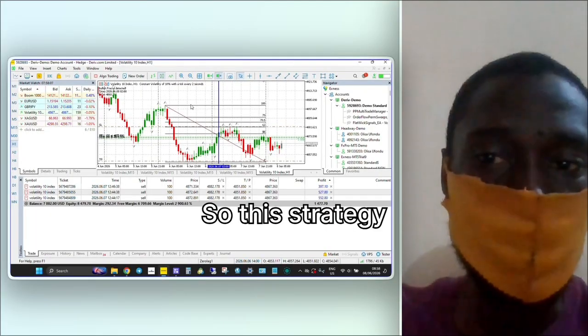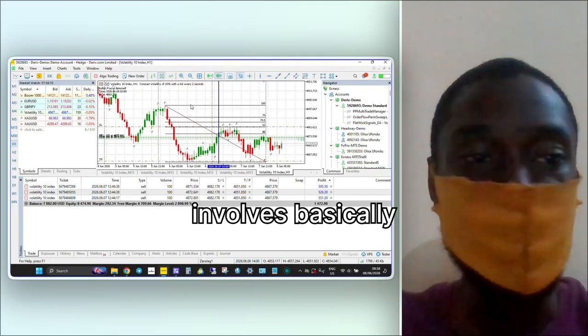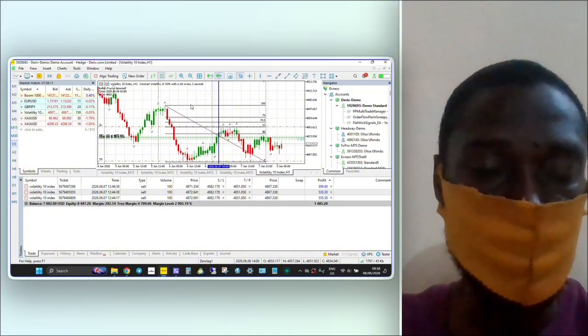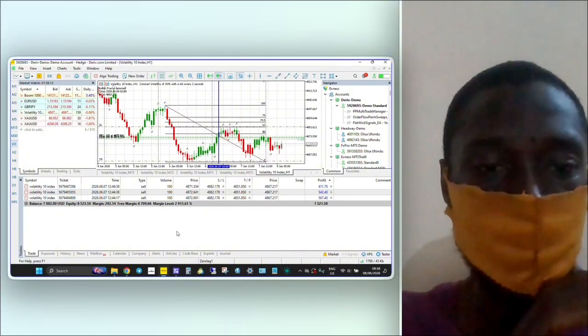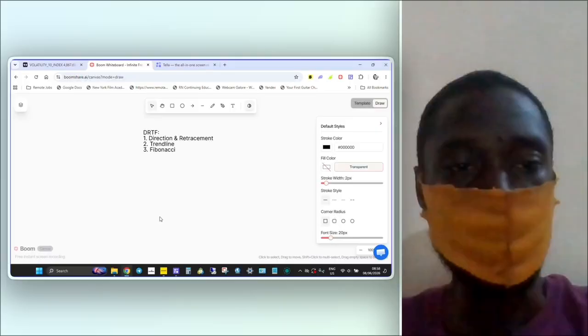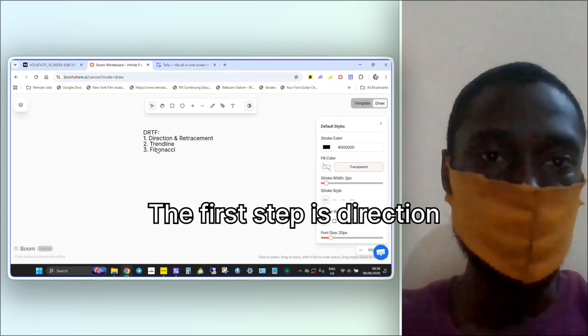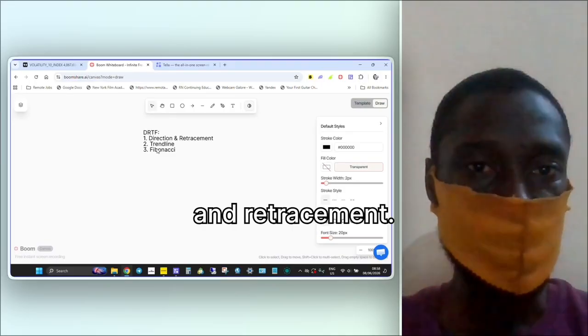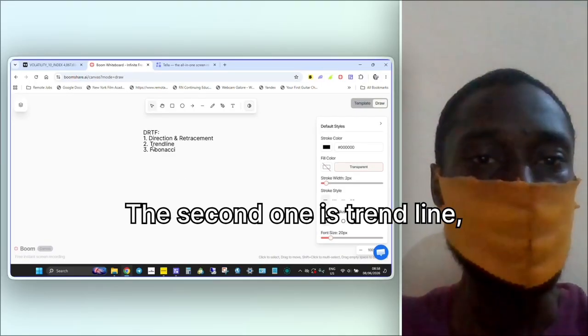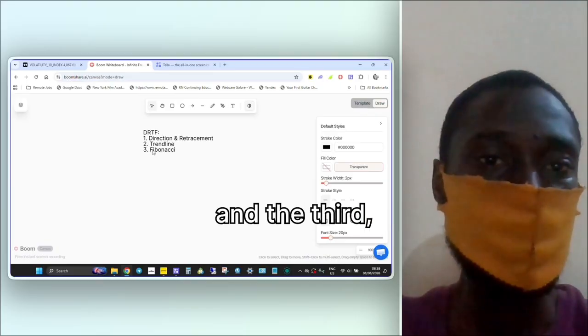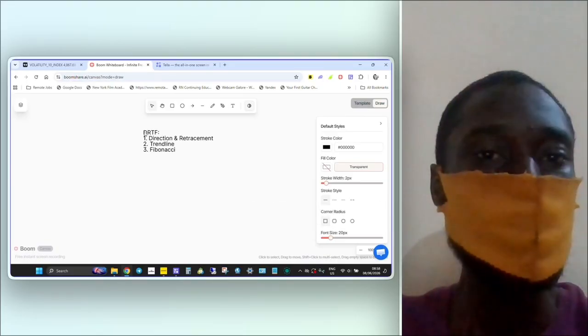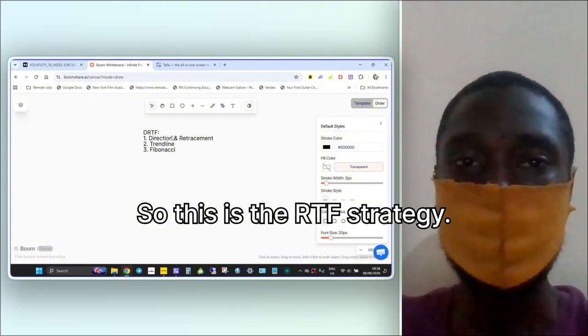So this strategy involves basically 3 steps. Let me show you. The first step is direction and retracement. The second one is trend line, and the third one is Fibonacci. So this is the DRTF strategy.